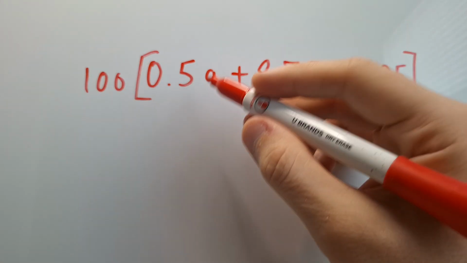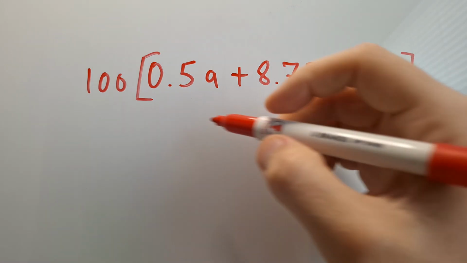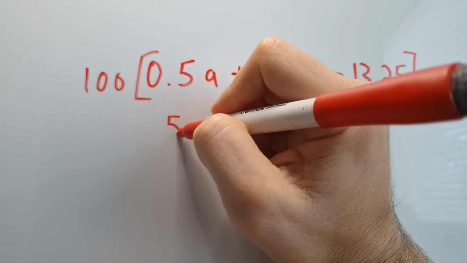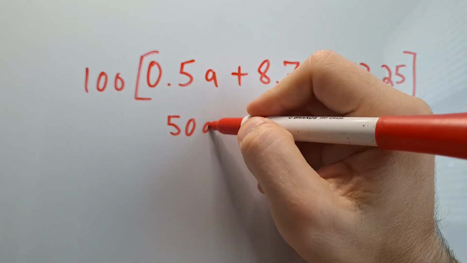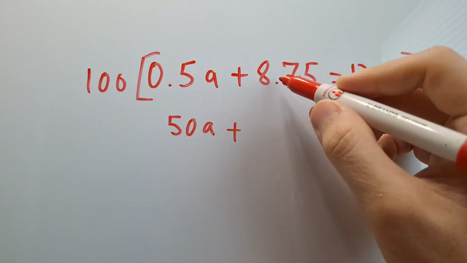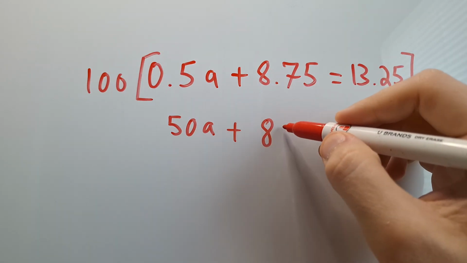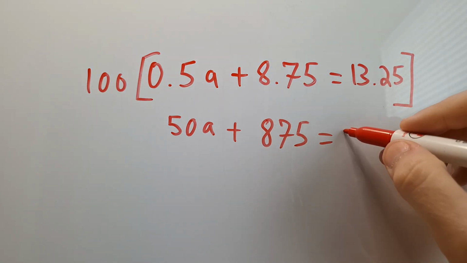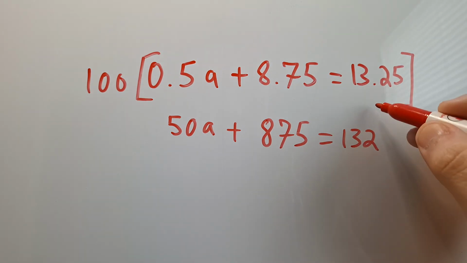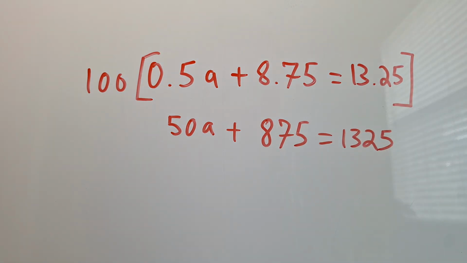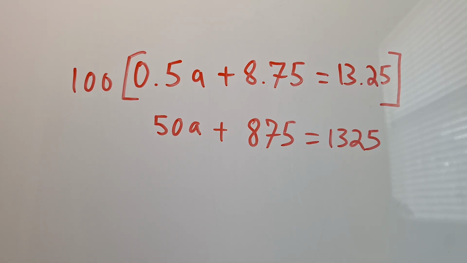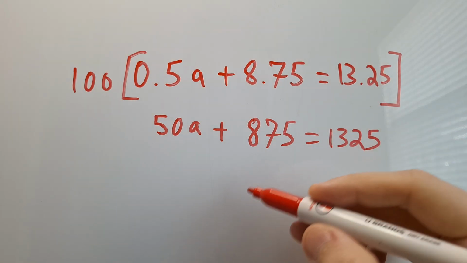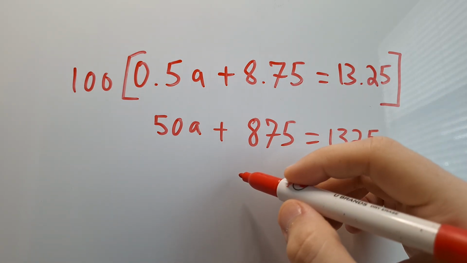And that also accounts for the number on the other side of the equal sign. So 0.5 times 100 gives me 50. Multiplying this by 100 just gives me 875. And then multiplying this by 100 gives me 1,325. So yes, it's a little different, but from here, we just solve it like we have been solving equations in previous videos and in this video particularly too.